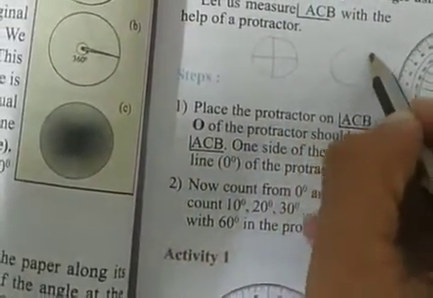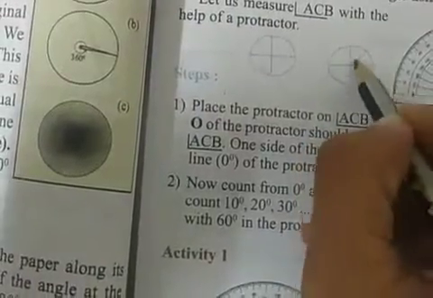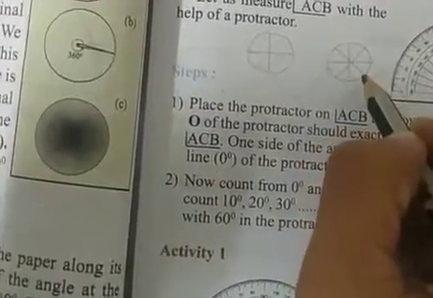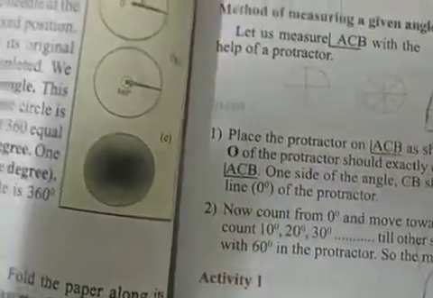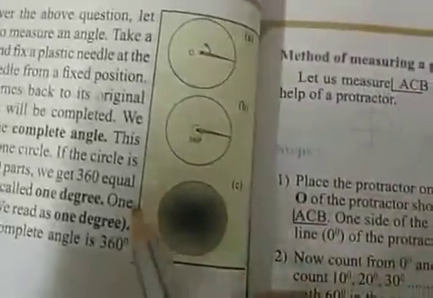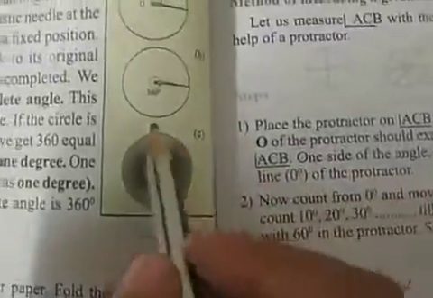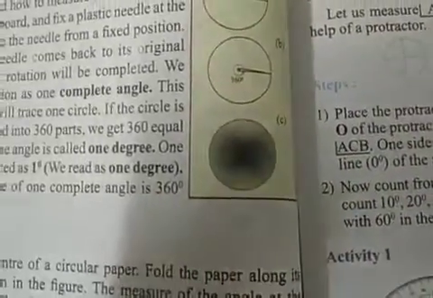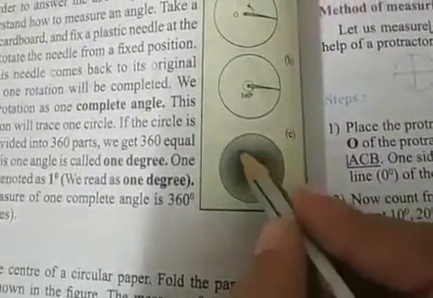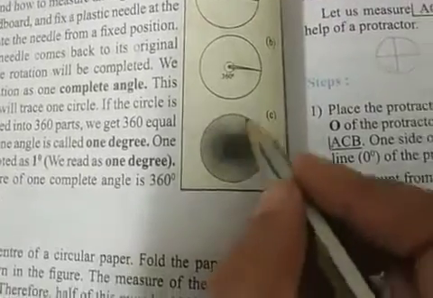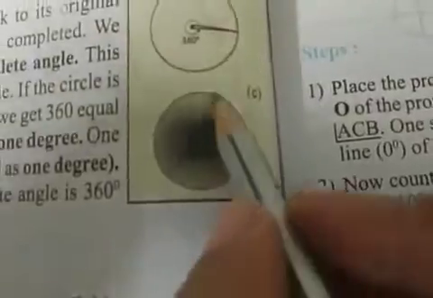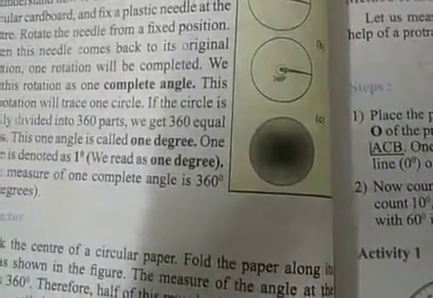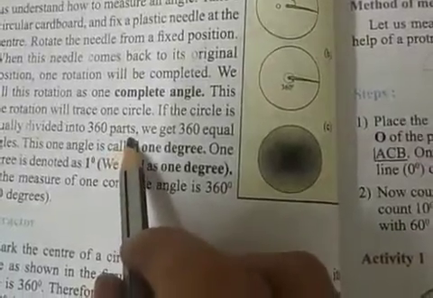Then you have 8 equal parts. Like this you can divide the circle into different numbers of equal parts. Similarly, if you divide the circle into 360 equal parts, you can see the circle is divided by small lines into 360 equal parts.